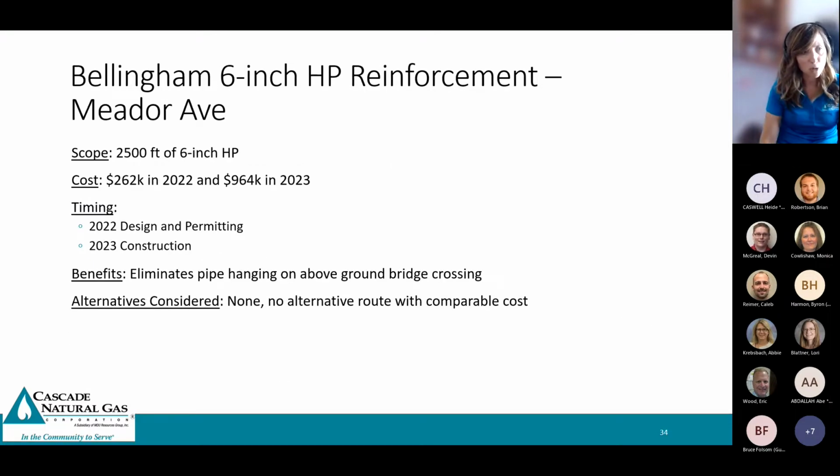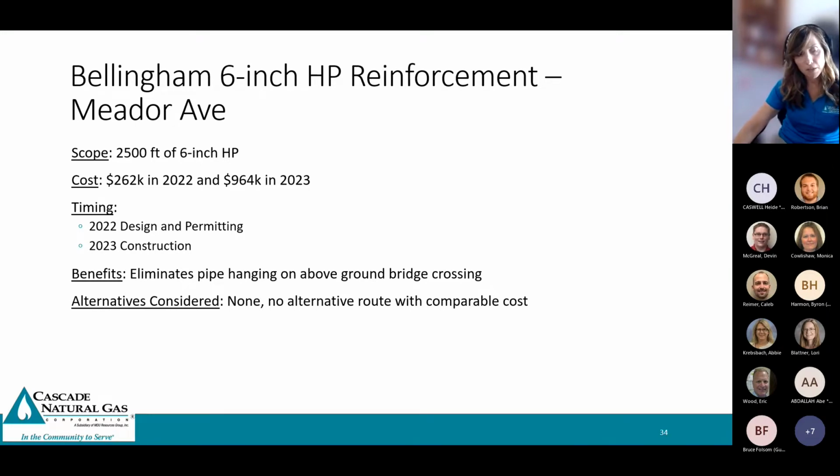We'll keep going. Now I'm going to talk about the Bellingham 6-inch high pressure reinforcements. This is on Medore Avenue. This project is 2,500 feet of 6-inch high pressure. This project's actually a replacement also. It's going to be 6-inch high pressure that's going to replace 4-inch high pressure.